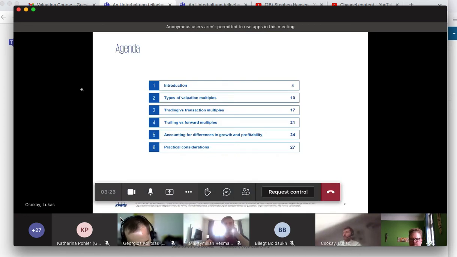We start with a short introduction, and then we discuss different types of multiples. And then we go into more details regarding trading and transaction multiples, trailing and forward multiples, and also some specific topics regarding differences in growth and profitability and how to account for that in a multiples valuation, and give you some practical considerations in the end.